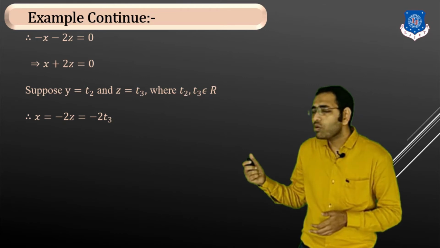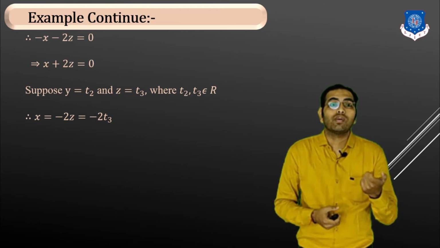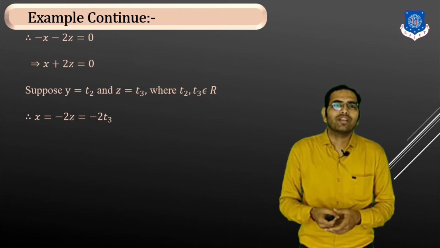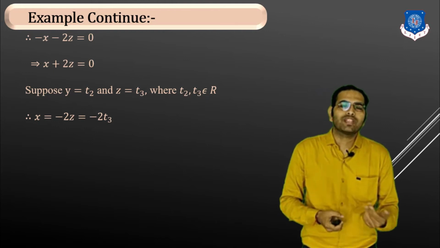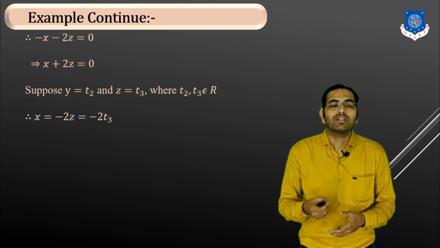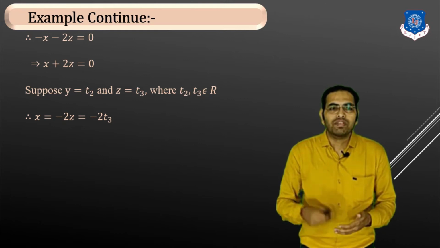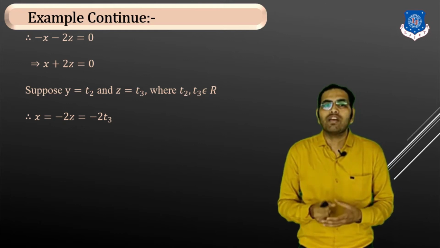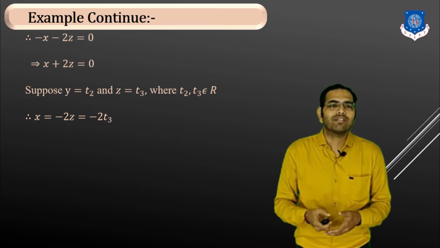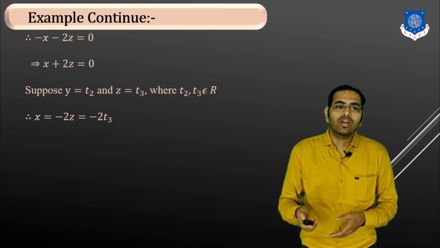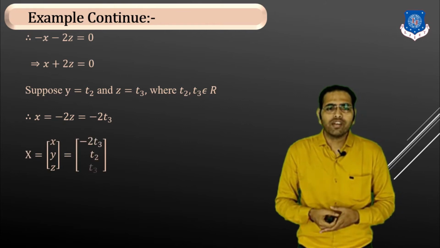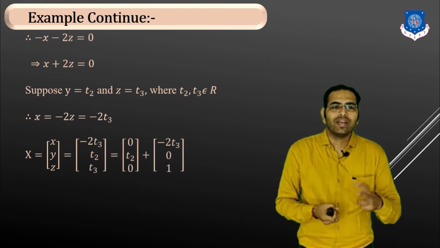Now among this above equation, we have to find the system of linear equations, which is minus x minus 2z equal to 0. Taking minus common, that will give you x plus 2z equal to 0. We already assigned the variables y and z, which are substituted in this equation, and finding the value of x, that will give you x equal to minus 2z equal to minus 2t3. Here we have total two unknowns, t2 and t3.